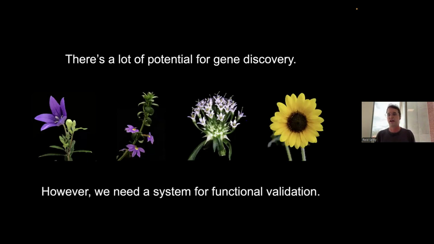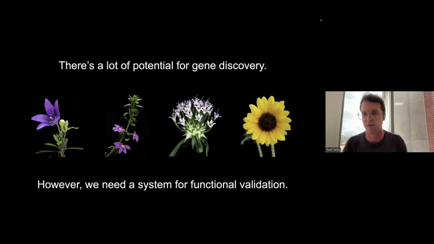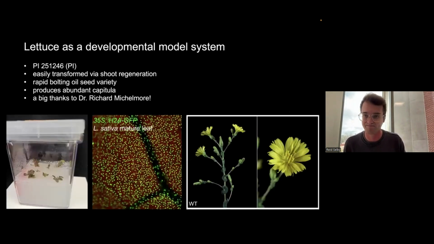So you can see there's a lot of potential for maybe interesting gene discovery looking across all of these different species and comparing them to one another. But gene identification is really just the first step in this whole process. We really need a system for functionally validating anything we discover. That's what's been lacking in our understanding of capitulum development thus far.